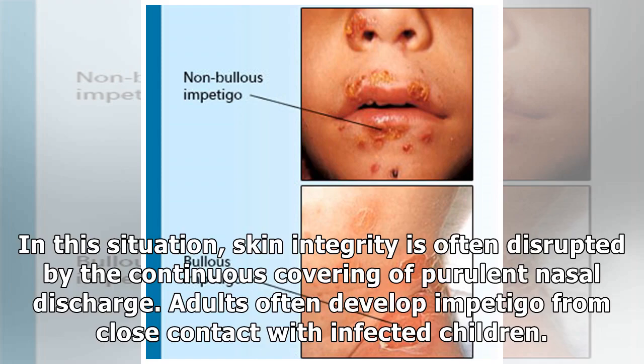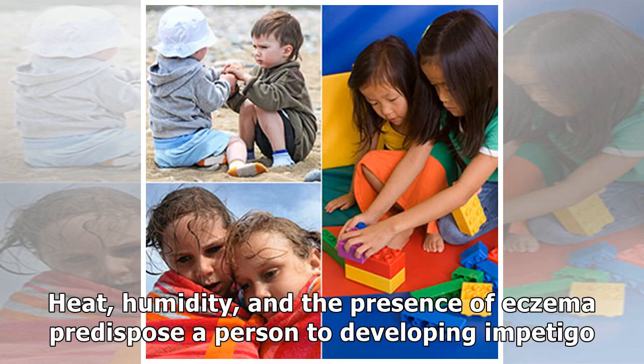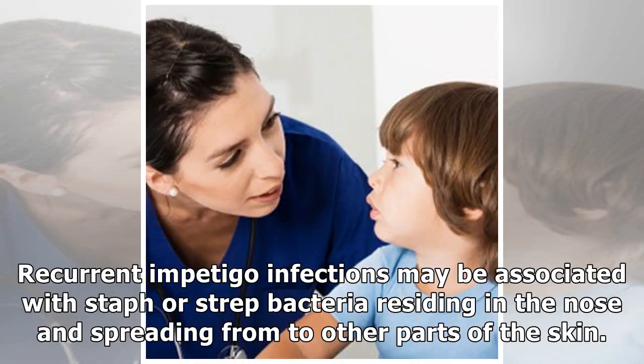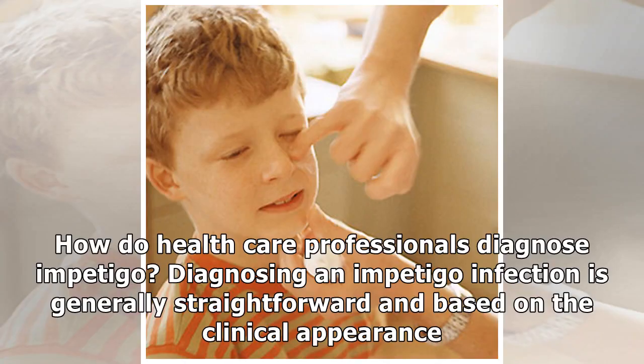Adults often develop impetigo from close contact with infected children. Heat, humidity, and the presence of eczema predispose a person to developing impetigo. Recurrent impetigo infections may be associated with staph or strep bacteria residing in the nose and spreading to other parts of the skin. How do healthcare professionals diagnose impetigo?